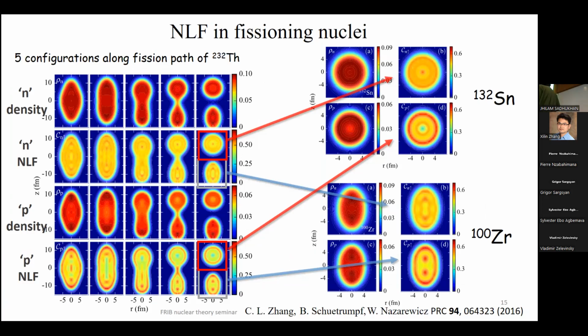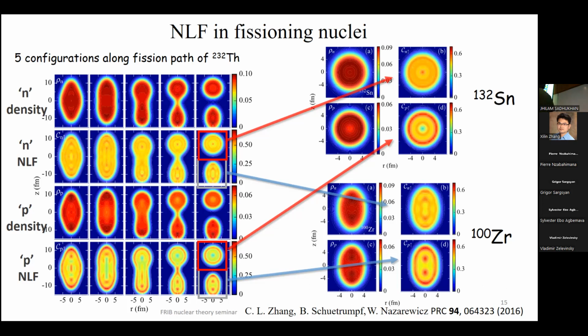And if we zoom into it, we can see here this is the fragment, and if we compare it with the corresponding densities, these are basically the corresponding densities, and this is the NLF of the fragment. We can see well-pronounced structures in the NLF which are not present in the density distribution. And not only that, if we follow the path, we can see that these types of structures are really appearing well before the scission, at least in this outer part.